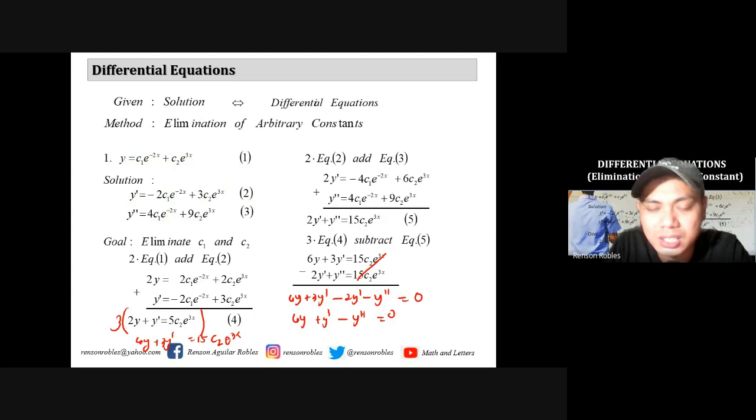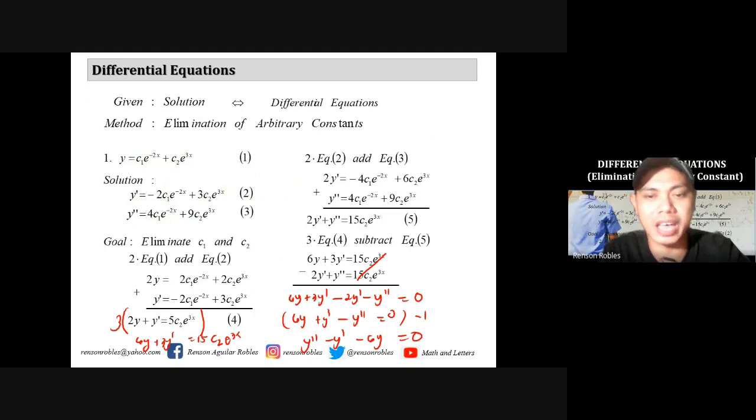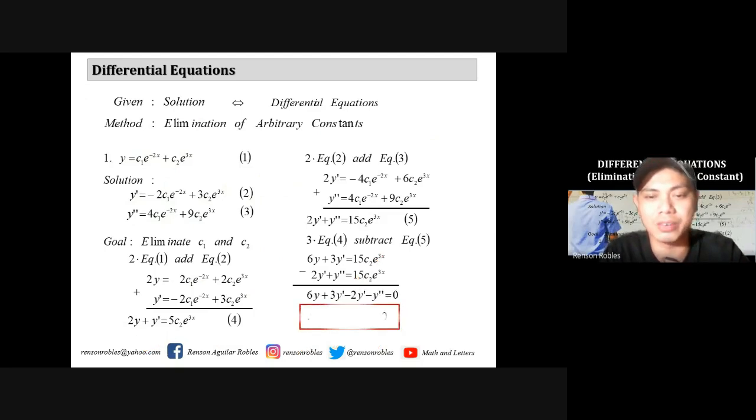Or you can just make y double prime the leading term. You can just multiply this by -1, and that will lead you to y double prime minus y prime minus 6y equals 0. And we have this differential equation: y double prime minus y prime minus 6y equals 0.